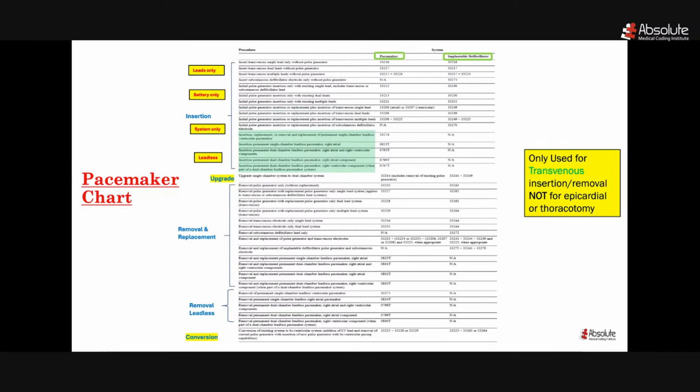Also, you have two sets of codes. One is for your pacemaker. The other one is for your implantable defibrillator, right? Next, we have upgrade codes. Here are the upgrade codes, and then comes a removal and replacement code series. Then we have removal leadless procedure codes, and finally, we have the conversion codes also. So remember, coders, these are only used for transvenous insertion or removal and not for the epicardial or thoracotomy procedures. Okay, are we good so far? Let me know in the chat.